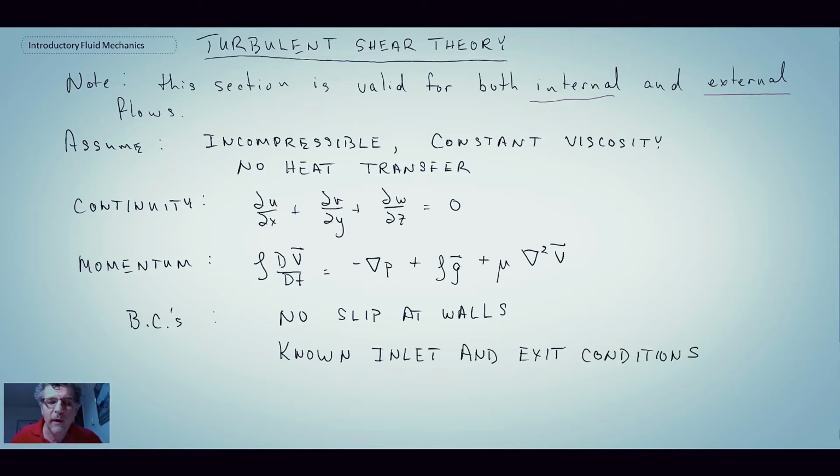So we've been talking quite a bit about laminar flows, and with laminar flows we can come up with closed form solutions for velocity profiles using the Navier-Stokes equation. When we get to turbulent flows, it becomes a little more difficult, and so I just want to make a little bit of a comment about that.